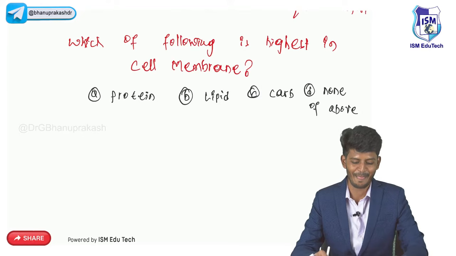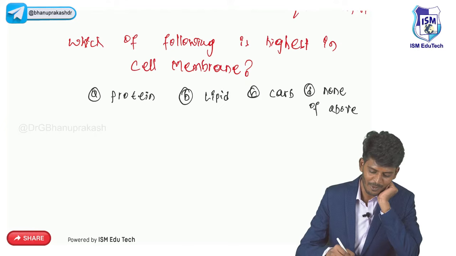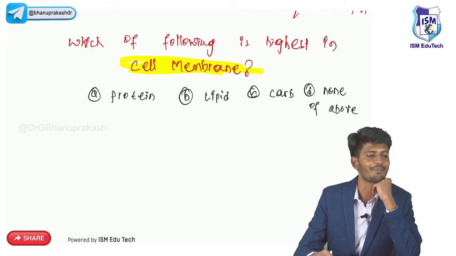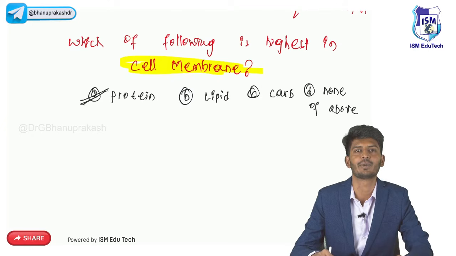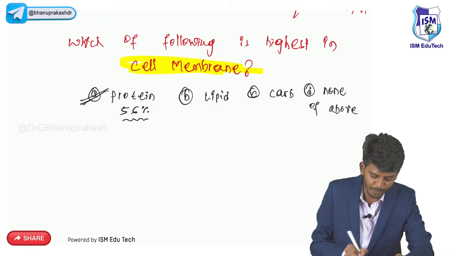So, when I made this question, what makes you people think that? If I am telling you cell membrane has lipid, everyone knows that, right? If everyone knows that, I wouldn't put a trap for you. So I have put a trap clearly. The answer is protein. 55% of the cell membrane is made out of protein.